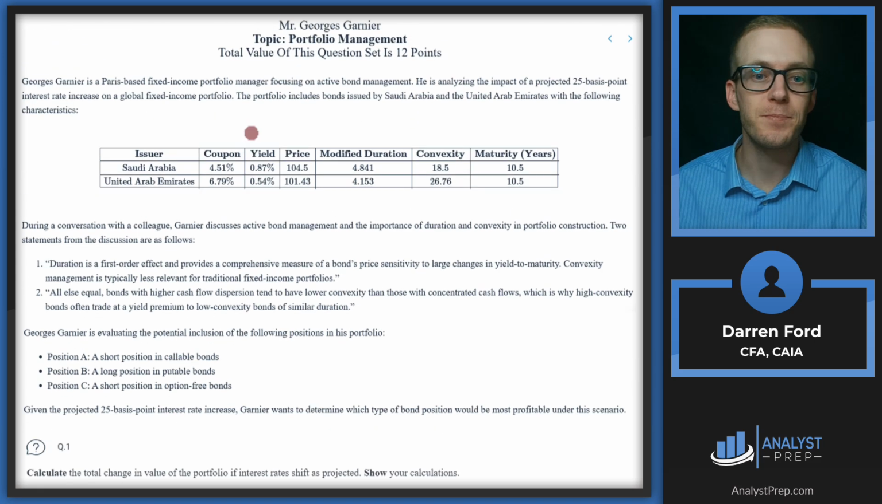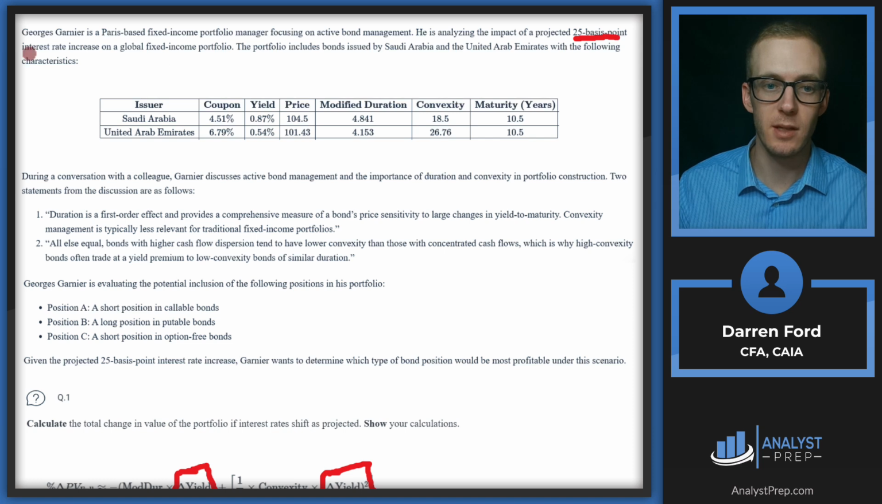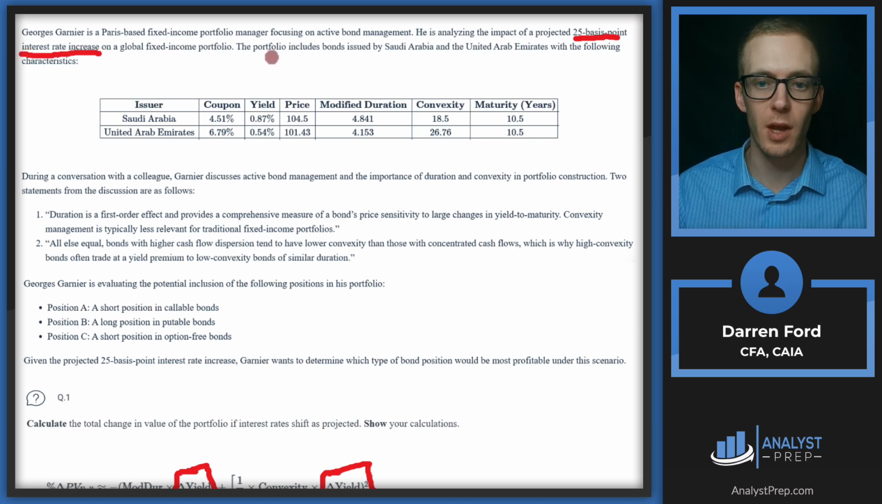All right, so Georges Garnier is a Paris-based fixed income portfolio manager focusing on active bond management. He's analyzing the impact of a 25 basis point interest rate increase on a global fixed income portfolio. The portfolio includes bonds issued by Saudi Arabia and the UAE with the following characteristics. So we've got two issuers, Saudi and UAE, and then all their different stats here.